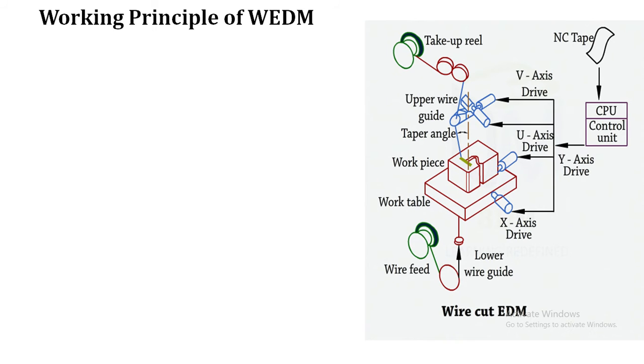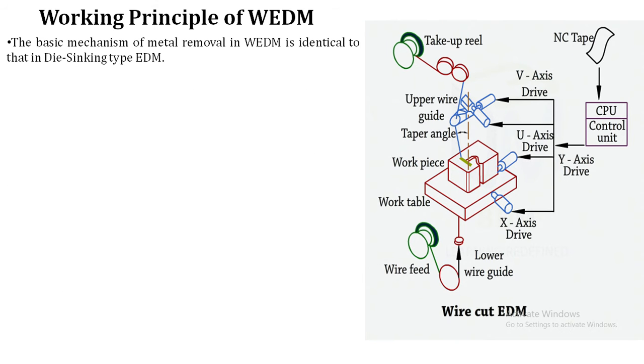Next, the principle of this wire EDM process. The basic mechanism of metal removal in wire EDM is identical to that in die sinking type EDM. We learned about the die sinking type EDM process. What is the principle of the die sinking EDM process? In between the electrode and the workpiece, a spark takes place, and due to that spark, the material is removed from the workpiece surface. On that same principle, wire EDM also works.